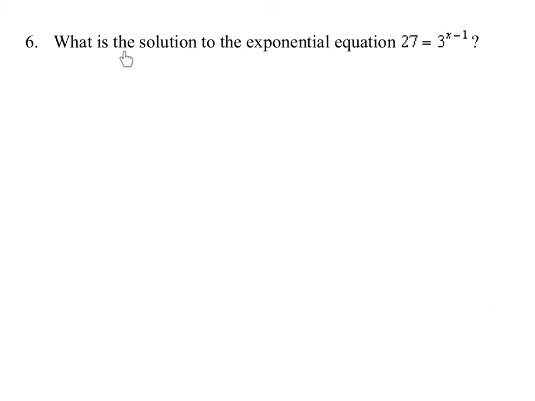All right, what is the solution to the exponential equation 27 equals 3 raised to the x minus 1? So just in case you need to remind yourself of the steps, we took notes on page 352 for this section. So remember, the very first step we have to do is to rewrite so we have the same base number. So right now we have a 27 and a 3. So I need to rewrite this so they both have a base number of 3.